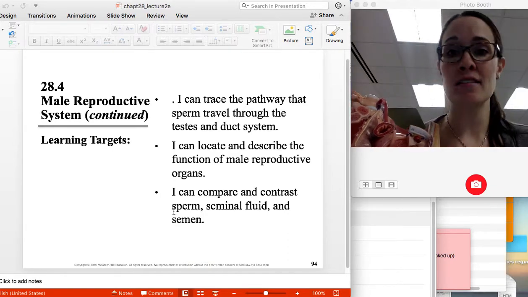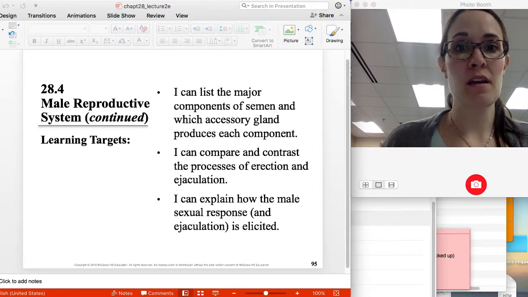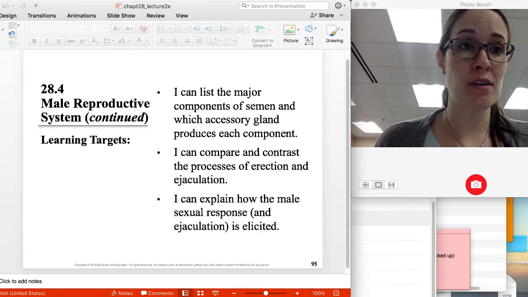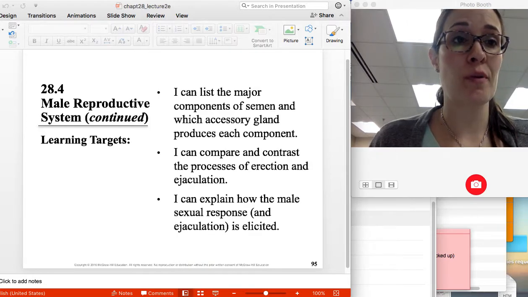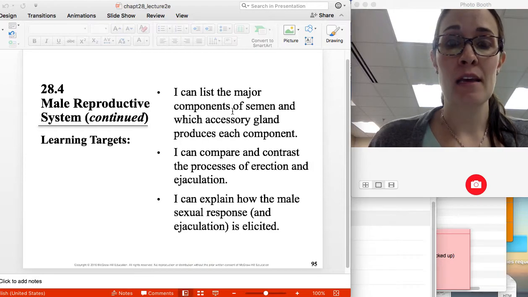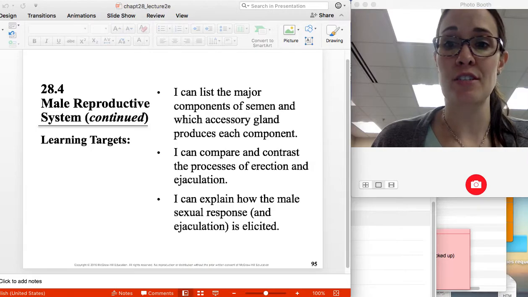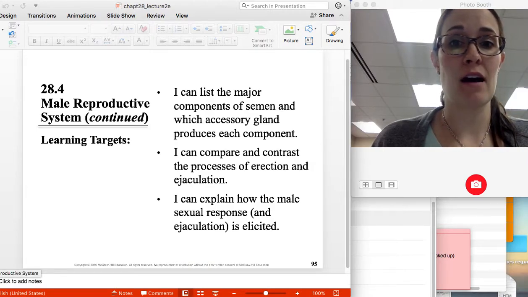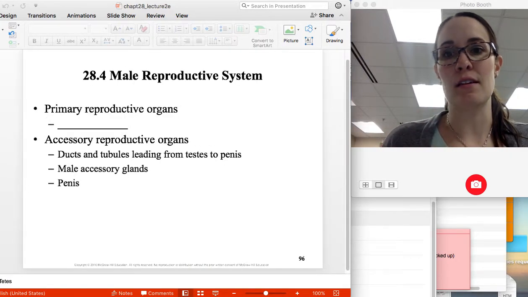Compare and contrast sperm, seminal fluid, and semen. You'll be able to name which part of the male reproductive system produces what component of the semen, and name the accessory gland. And then we're going to compare erection and ejaculation, what they mean, what they do, and explain how the male sexual response is started and how it's elicited.